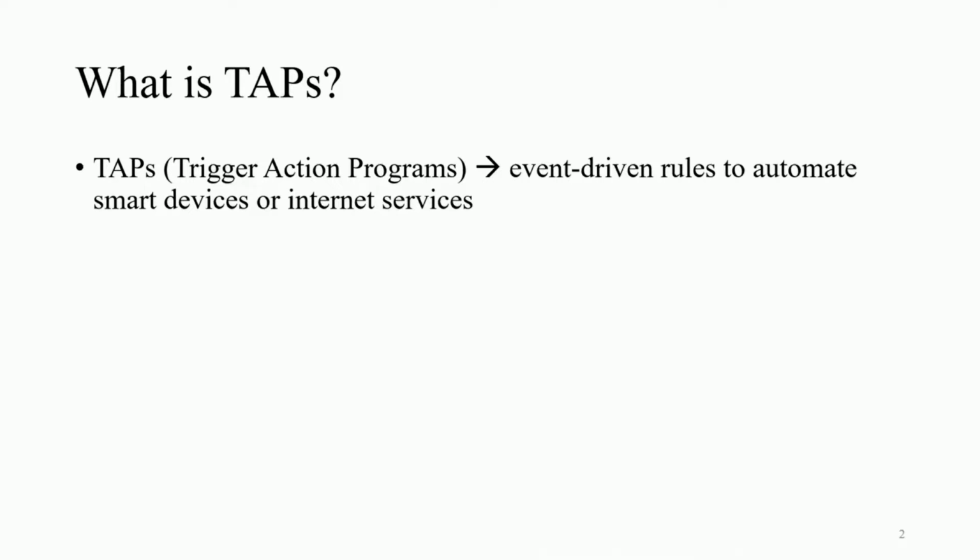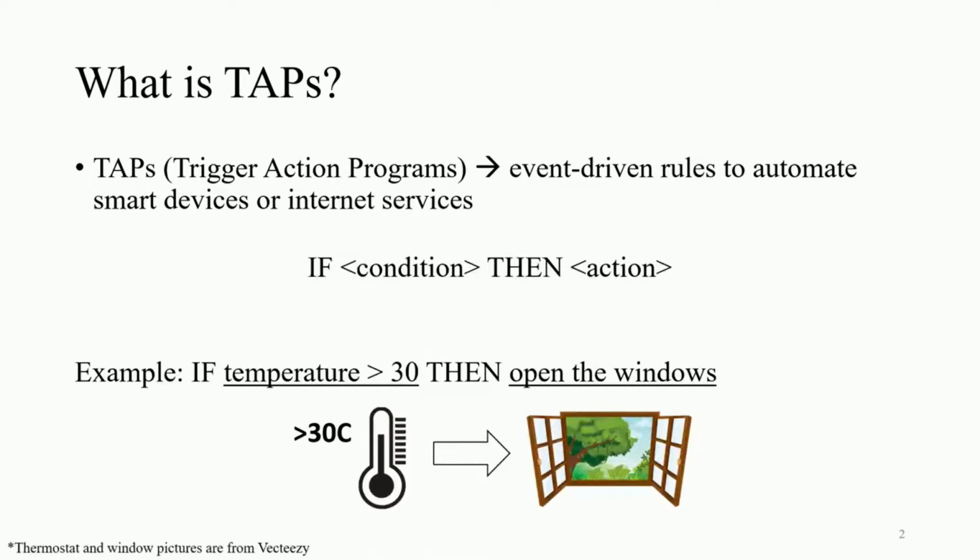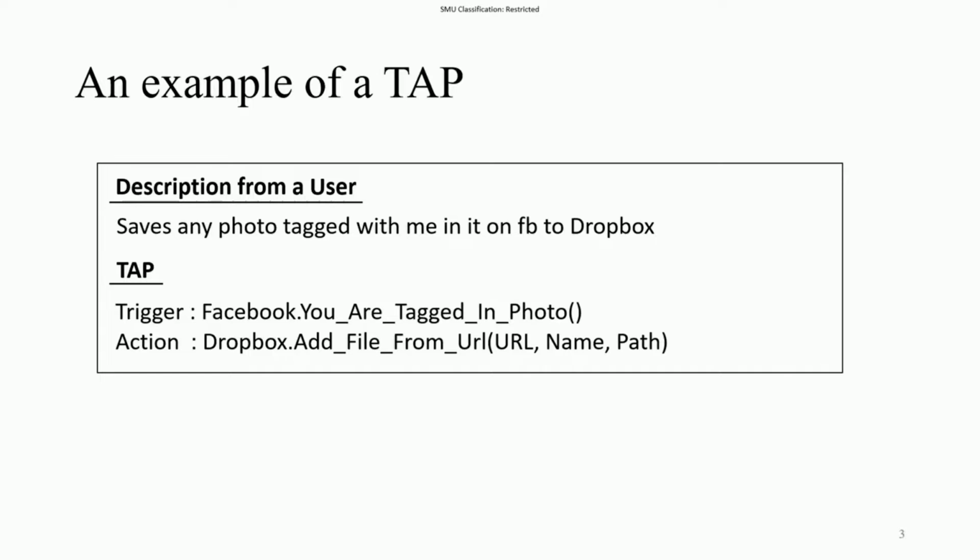Trigger action programs, also known as TAPs, are event-driven programs that are widely used to automate smart devices and internet services. In general, a TAP is written in the form of an if condition, which when satisfied, executes an action. Here, we can see a rule that says that if a user is tagged in a photo in Facebook, the photo will then be uploaded to a Dropbox repository. The corresponding TAP is also shown in this slide.